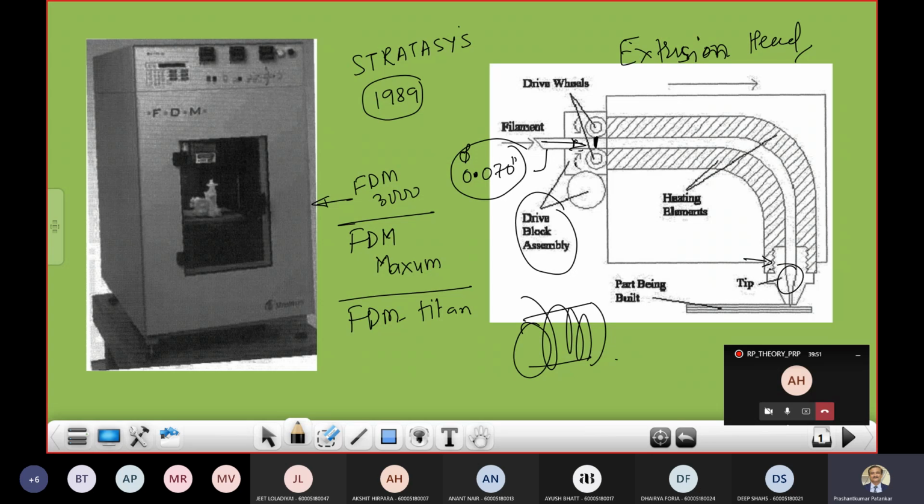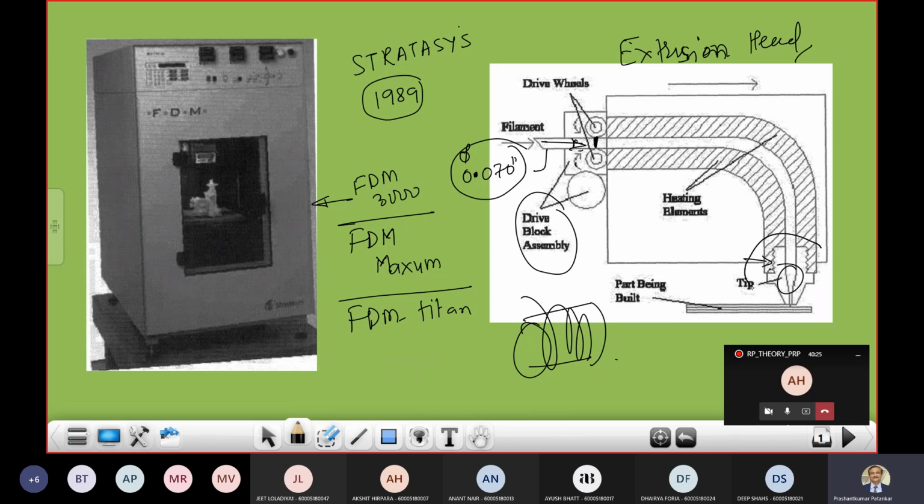In other words, keeping it slightly above the melting point allows a smooth extrusion process, and tight control of your material is also possible at the end of your heating chamber. So this is about the drive block assembly.